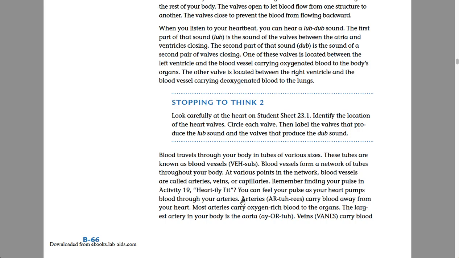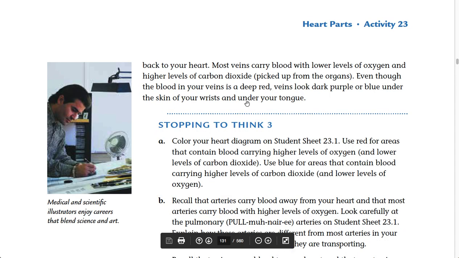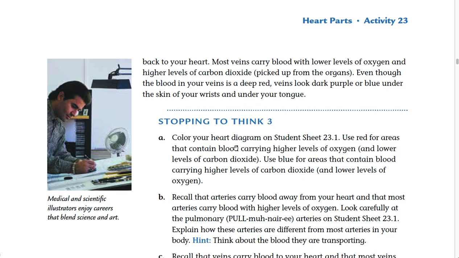Arteries carry blood away from your heart. Most arteries carry oxygen-rich blood to the organs. The largest artery in your body is the aorta. Veins carry blood back to your heart. Most veins carry blood with lower levels of oxygen and higher levels of carbon dioxide picked up from the organs. Even though the blood in your veins is a deep red, veins look dark purple or blue under the skin of your wrist, under your tongue. Okay, remember we talked about that yesterday. It's not blue.